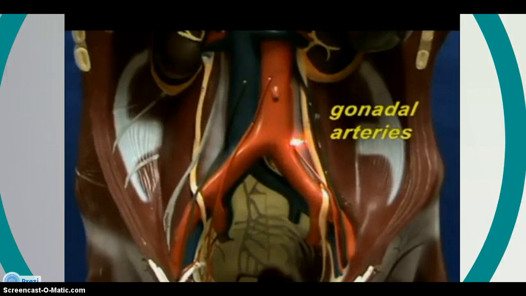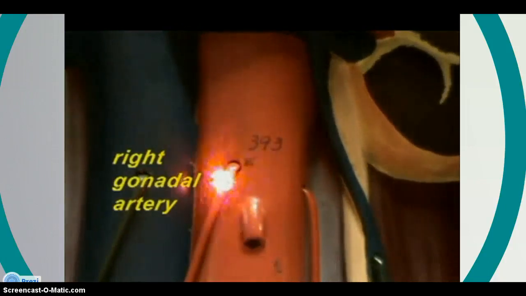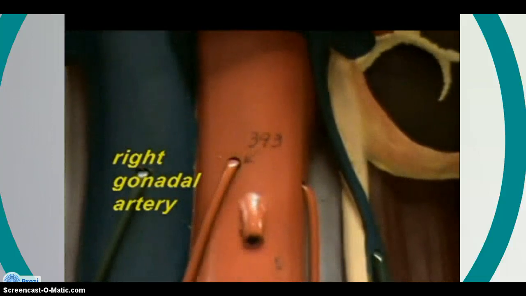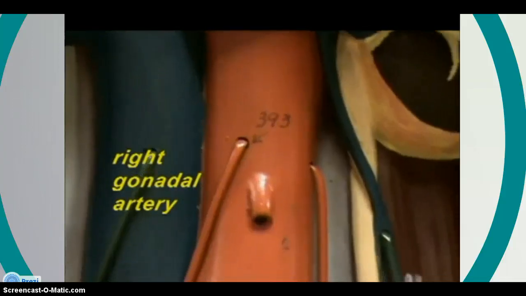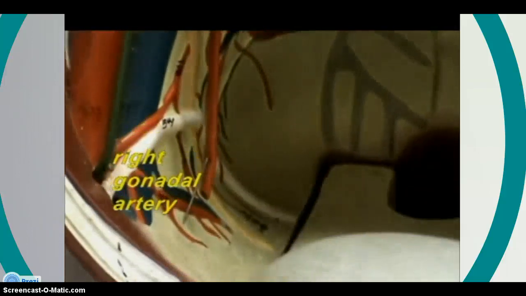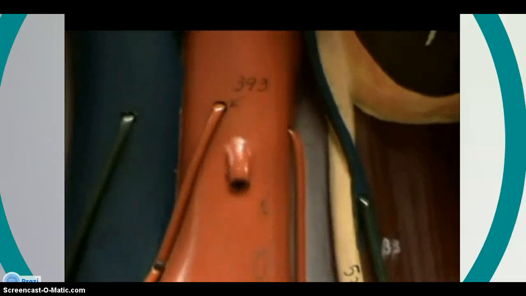And in the male, they're going to go to the scrotal sac and supply the testicles. In the female, they're going to go by way of the suspensory ligament and supply blood to the ovaries. This is the right gonadal artery, which is either the ovarian in the female or the testicular in the male. And you can see it's represented by this tube, and we can simply follow it down into the pelvis. And we can do the same thing with the one on the left.